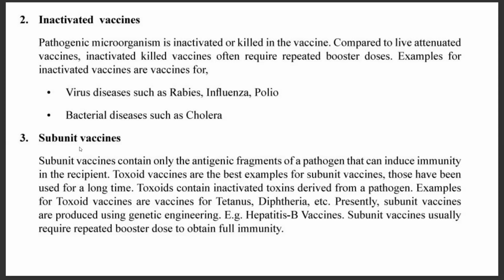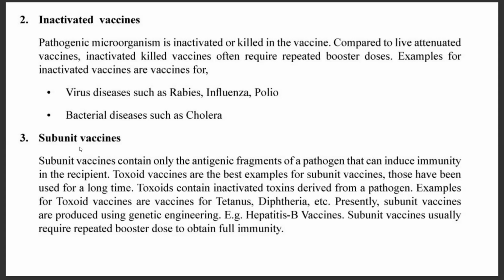Now, this subunit vaccine, they do not contain the whole microorganism. They contain only the antigenic fragments or the toxins. එයාගේ toxins හරි antigenic fragments තමයි මෙයාගේ තියෙන්නේ. So when we get these vaccines, what happens? These antigenic fragments, now they are present in our body. So it induces the immunity. It induces our immune system, right?